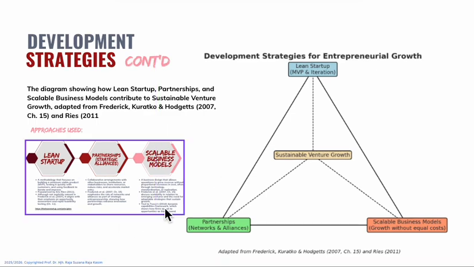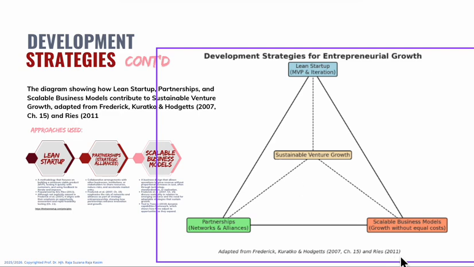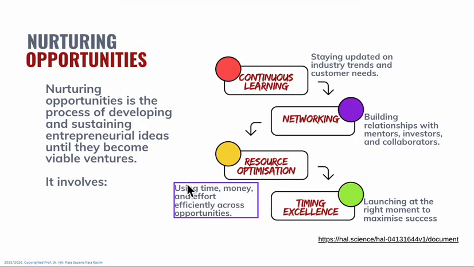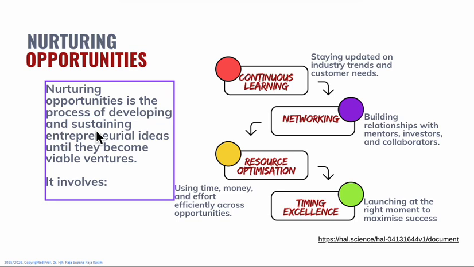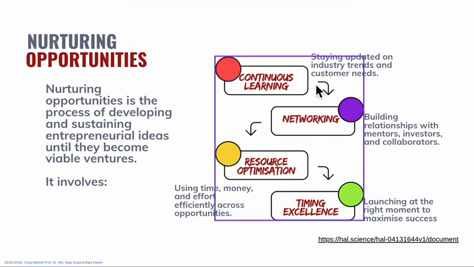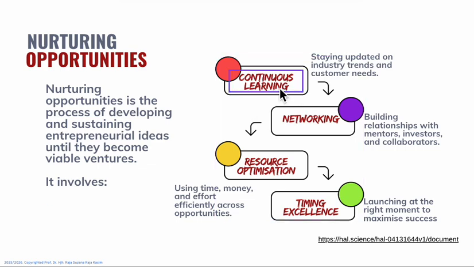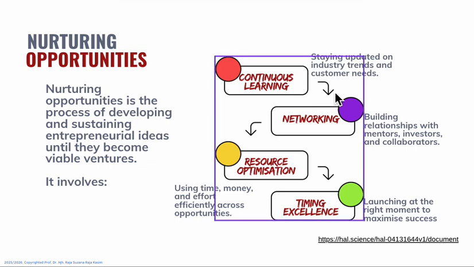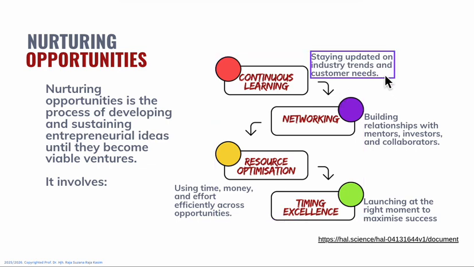Now that we have looked at how opportunities are identified, the next step is to nurture opportunities. This is the process of developing and sustaining entrepreneurial ideas until they become viable ventures. The slide shows us four key elements. First is continuous learning, right? You have to stay updated on industry trends, customer needs, and emerging technologies. This ongoing learning will help you adapt ideas to a changing environment.